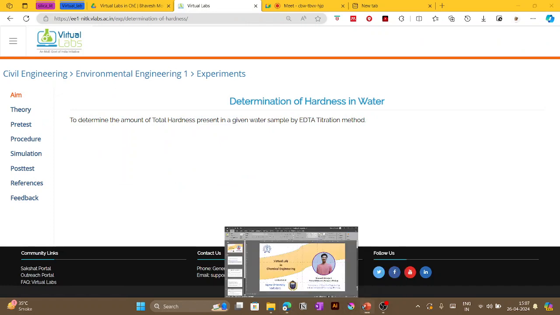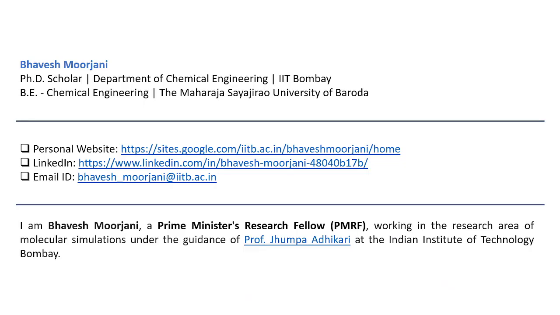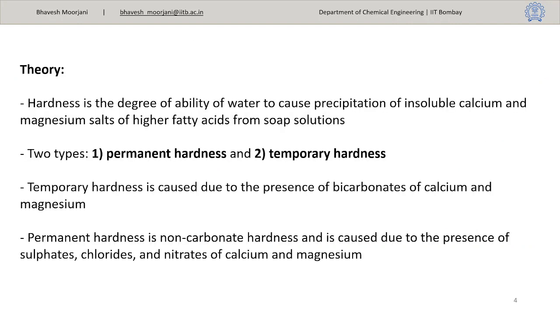So let's begin with the theoretical aspect of the experiment. What is hardness, why do we measure hardness, and what is the practical implementation of measuring the hardness of water? The aim of the experiment is to determine the total hardness present in a given water sample by the EDTA titration method. EDTA is a compound used for titration to find the hardness of water. We will come into the details of that compound also. First, let's discuss the hardness of water.